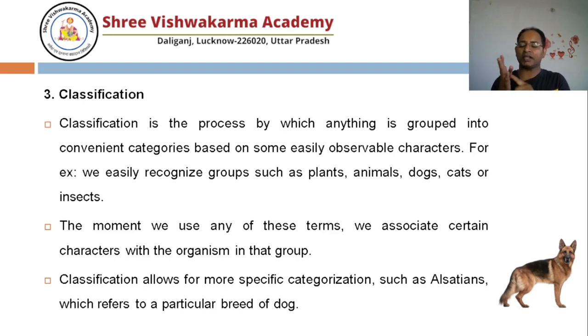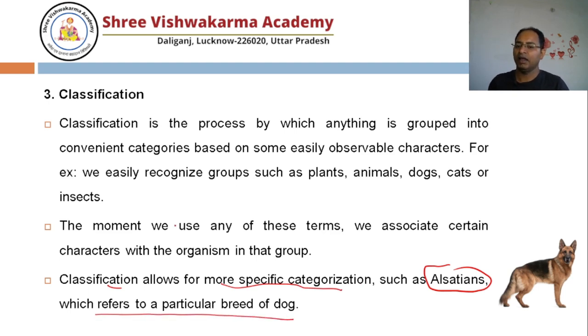Once you identify a nomenclature, now you can keep it in certain groups. So that is known as what? Classification. Even within classification, if you say this is a dog, further classification is also possible: which breed of dog it is. Maybe it is Pomeranian. Maybe it is Alsatian. So classification allows more specific categorization, like Alsatian, which refers to a particular breed of dog. At the moment we use any of these terms, like animal, cat, dog, insect, there are certain associated characters with the organism in that group.